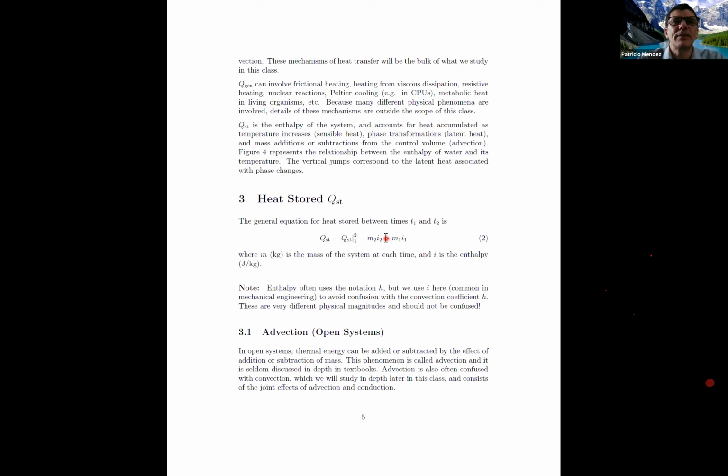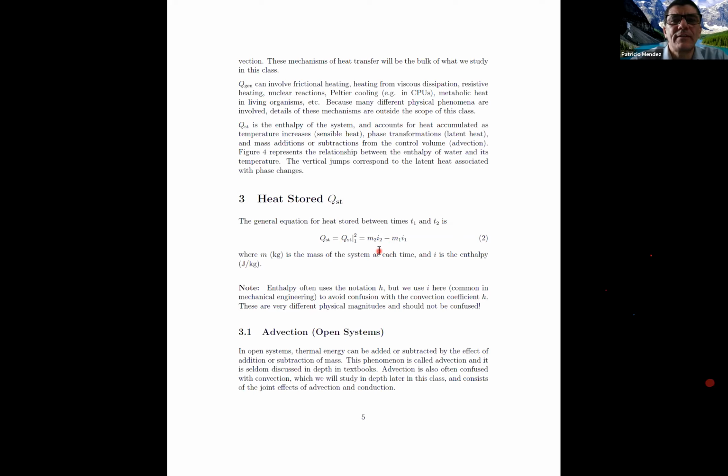You might be used to seeing enthalpy as the letter H, and I have seen that most of the time as letter H. I will use a letter I, which is common in mechanical engineering. The reason is that H we use for heat transfer coefficient, and half of this class will just be about the calculation of H. I don't want you to be confused between enthalpy and heat transfer coefficient. So I'm using this notation that I didn't invent, but it's less common, in which enthalpy is I.